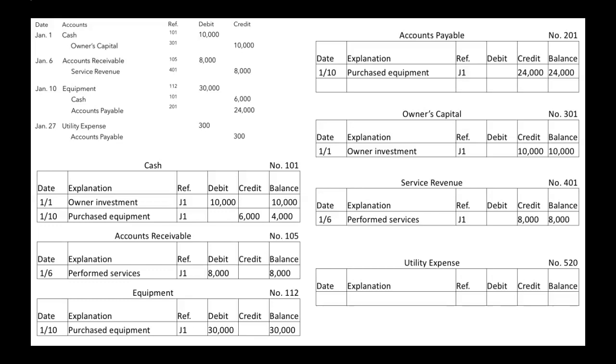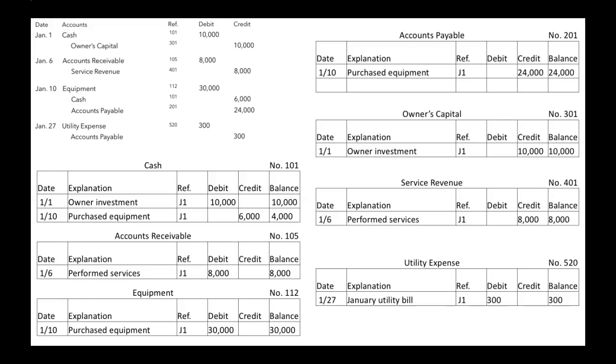Now our final entry here on January 27th, we received a utility bill and we debited our utility expense for 300. So we go over to our utility expense, say on January 27th, we got the January utility bill, a debit of $300, so the balance in that expense account is now $300. And then we want to put in our references. So J1 in our ledger and 520, because utility expense is account number 520, we put that in our journal.